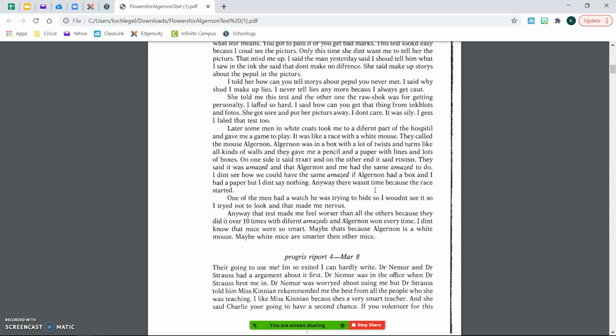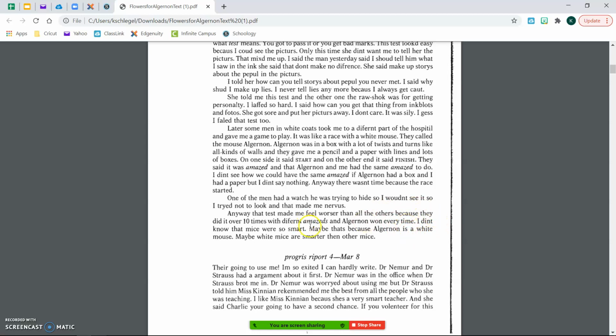and so I wouldn't see it. So I tried not to look, and that made me nervous. Anyway, the test made me feel worser than all the others because they did it over 10 times with different amazes, and Algernon won every time. I didn't know that mice were so smart. Maybe that's because Algernon is a white mouse. Maybe white mice are smarter than other mice.